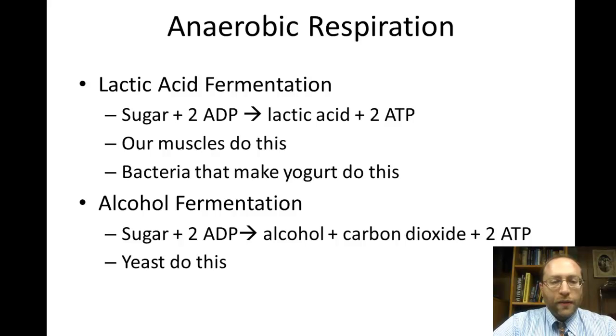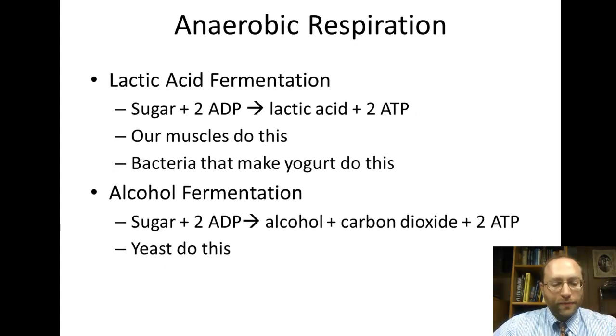And the alcohol and lactic acid are basically waste products, just like for us, carbon dioxide is a waste product. So basically when we make beer and wine, what we're doing is making a drink out of yeast piss.